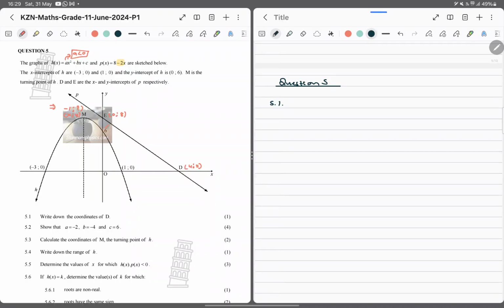5.1. It says write down the coordinates of D. So we already worked them out. So we just write D is 4 and 0. Get 1 mark. 5.2 show that a is minus 2. We saw that we needed a negative number. B is minus 4 again. We needed a negative number, seeing that this would be negative to get us here.